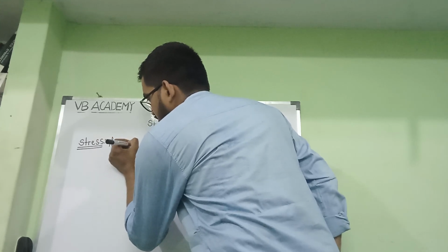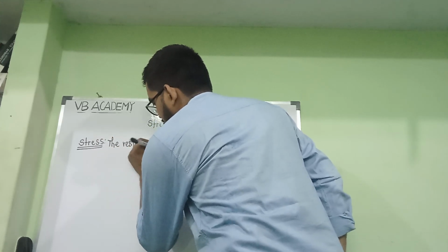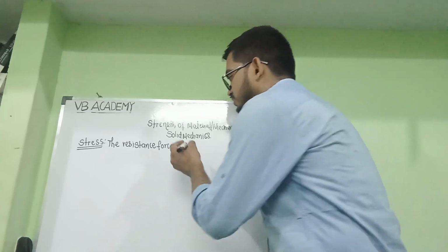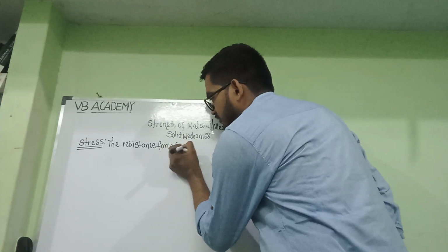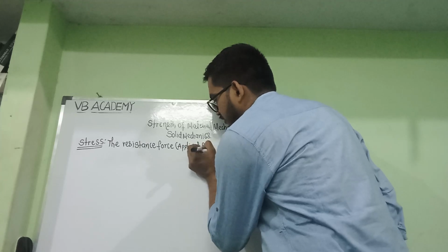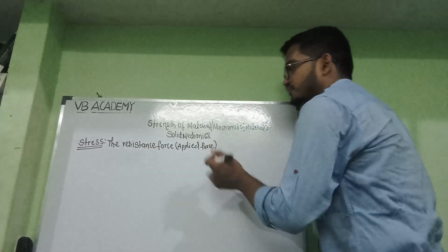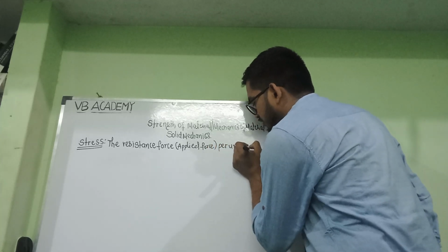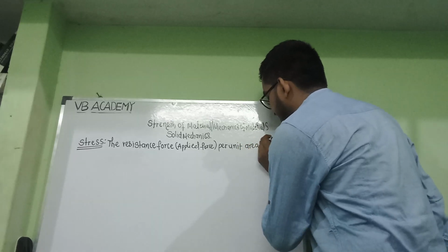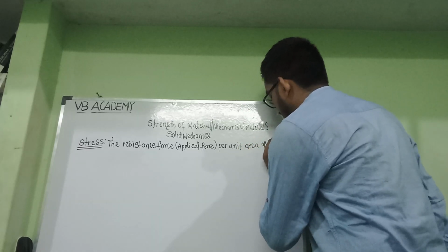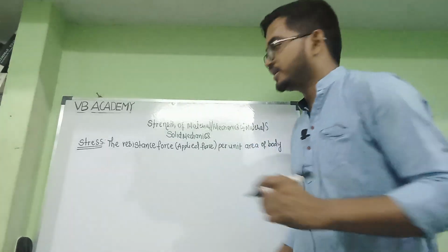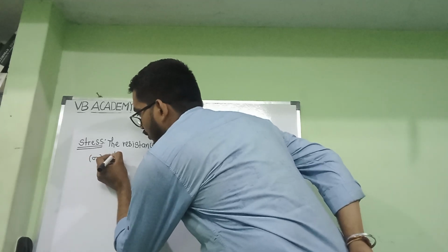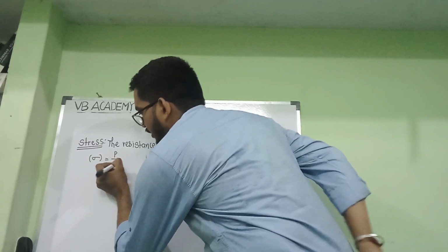The resistance force or the applied force, both are equal. Stress is the applied force or resistance force per unit area of the body. See here, stress, denoted by sigma, is equal to load per unit area.